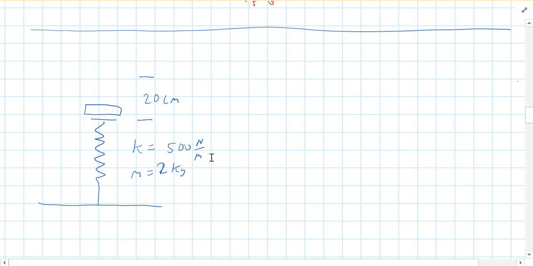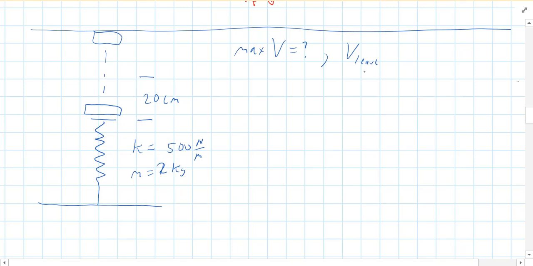I'm going to let this thing go, and the book's going to go flying in the air, and eventually it will come to a stop somewhere up here, and then it'll start falling back down. So I have a bunch of questions for this. One, what's the max velocity? What's the max speed the book attains? With what velocity does it leave the spring?